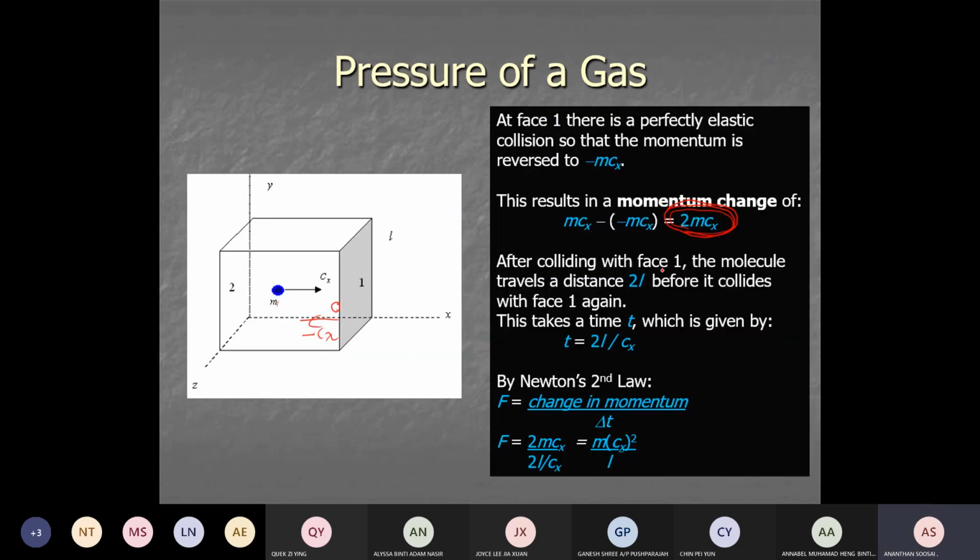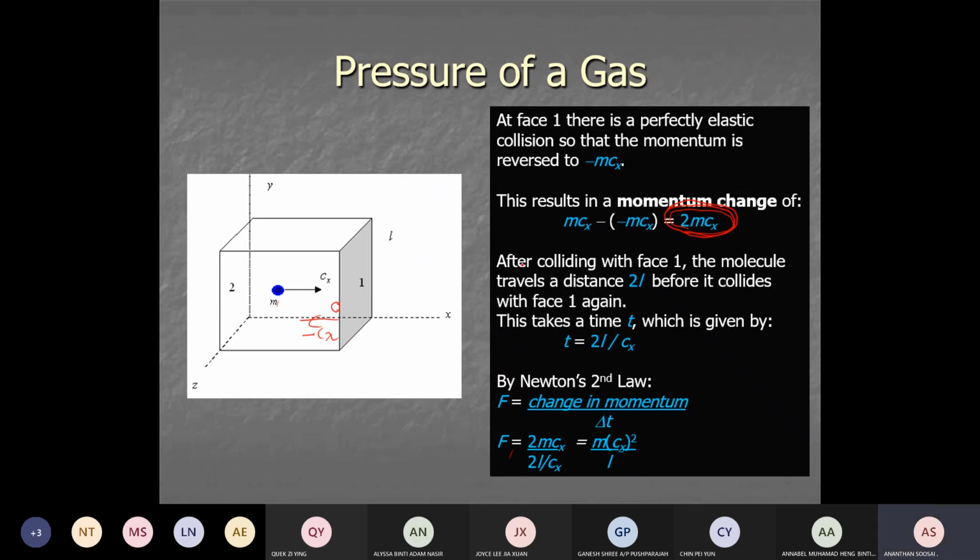Okay, so we go back. One particle experiences 2mcx. After colliding, we want to get the force now. You see towards the end of this slide is a force. We want to find the force exerted by the particle on the wall.